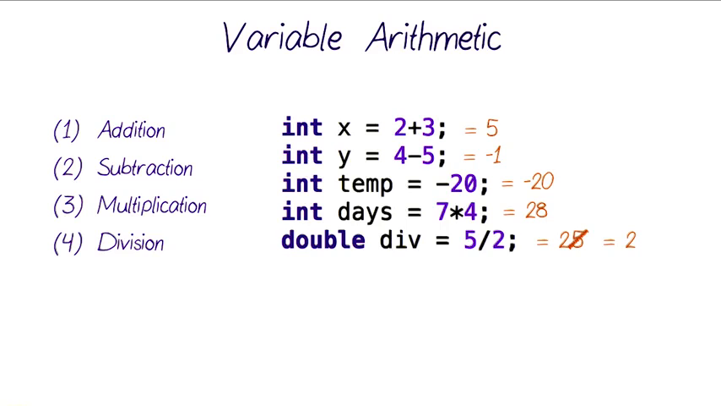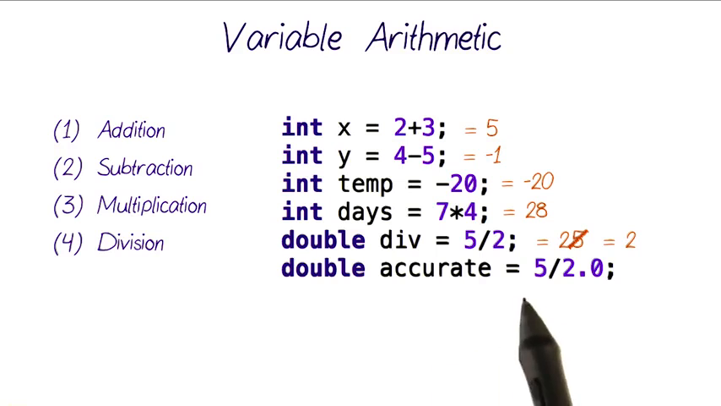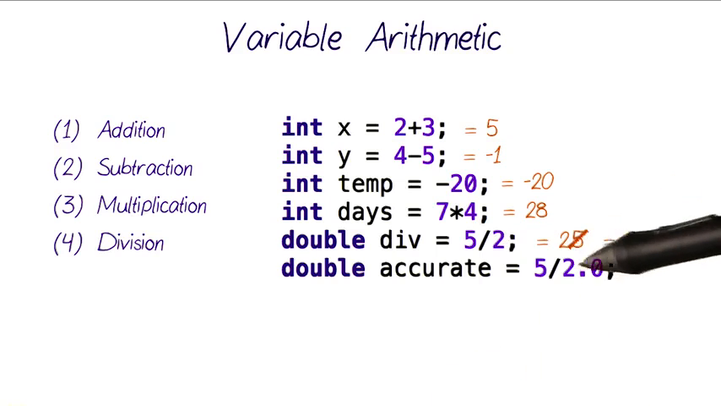But if you want to calculate the accurate division result, you have to make sure that at least one of those two numbers is a double itself. Like, for example, this: double accurate equals 5 divided by 2.0, which is the exact same value as this, except that 2.0 now forces this division to result in a double value and store that into our variable accurate.